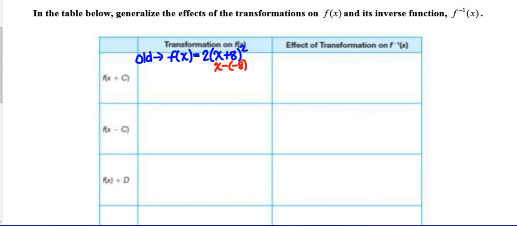So let's generalize here and say left by a factor of c. Whatever that number was, I remembered I had a built-in negative, and it caused a shift left, c. If I had seen x minus 8, I knew that that was a shift right. Let's say I had a number out here like plus 10.